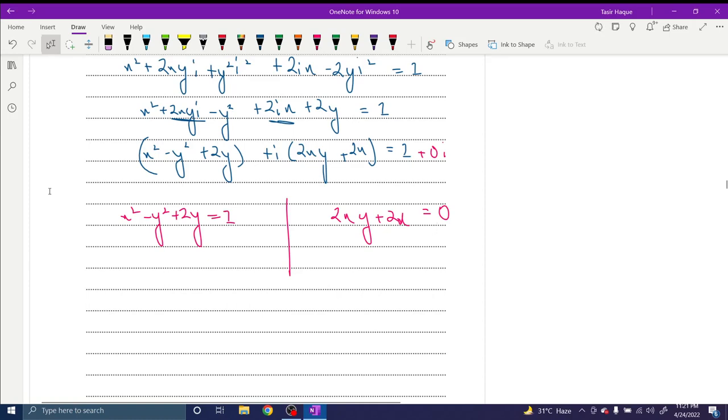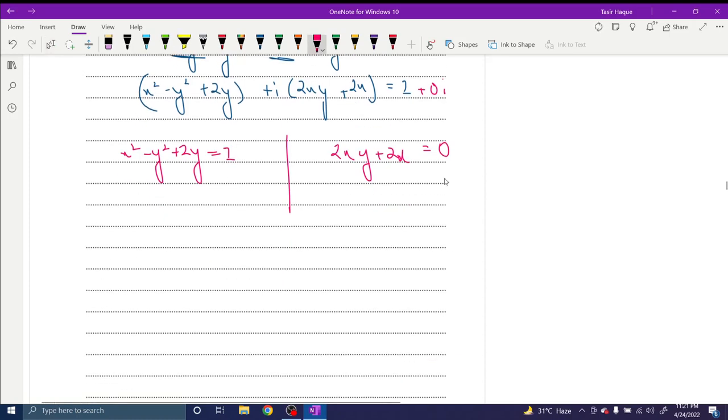Now you need to solve these simultaneously. How? Check this. Xy plus x is equal to 0, right? If you take x common, actually, you get y plus 1 is equal to 0. So one of them is x is equal to 0, the other one is y is equal to minus 1. Okay?